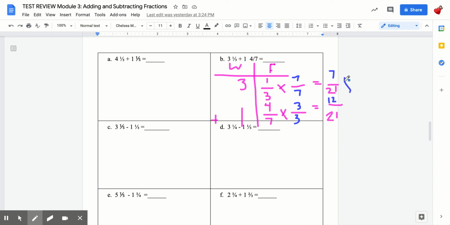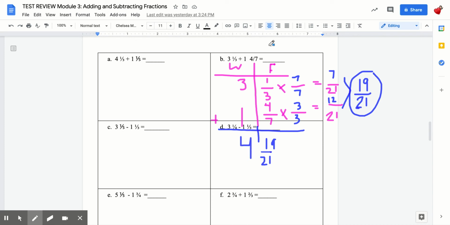In my head right now, I should be able to count up real quick. 2 plus 7 is 9, 19, 19/21. This is a part fraction, so I don't have anything to carry over. I don't have a whole yet. So this 19/21 can come right down here into my fraction side because I'm not carrying over. 3 plus 1 is 4. We end up with 4 19/21.